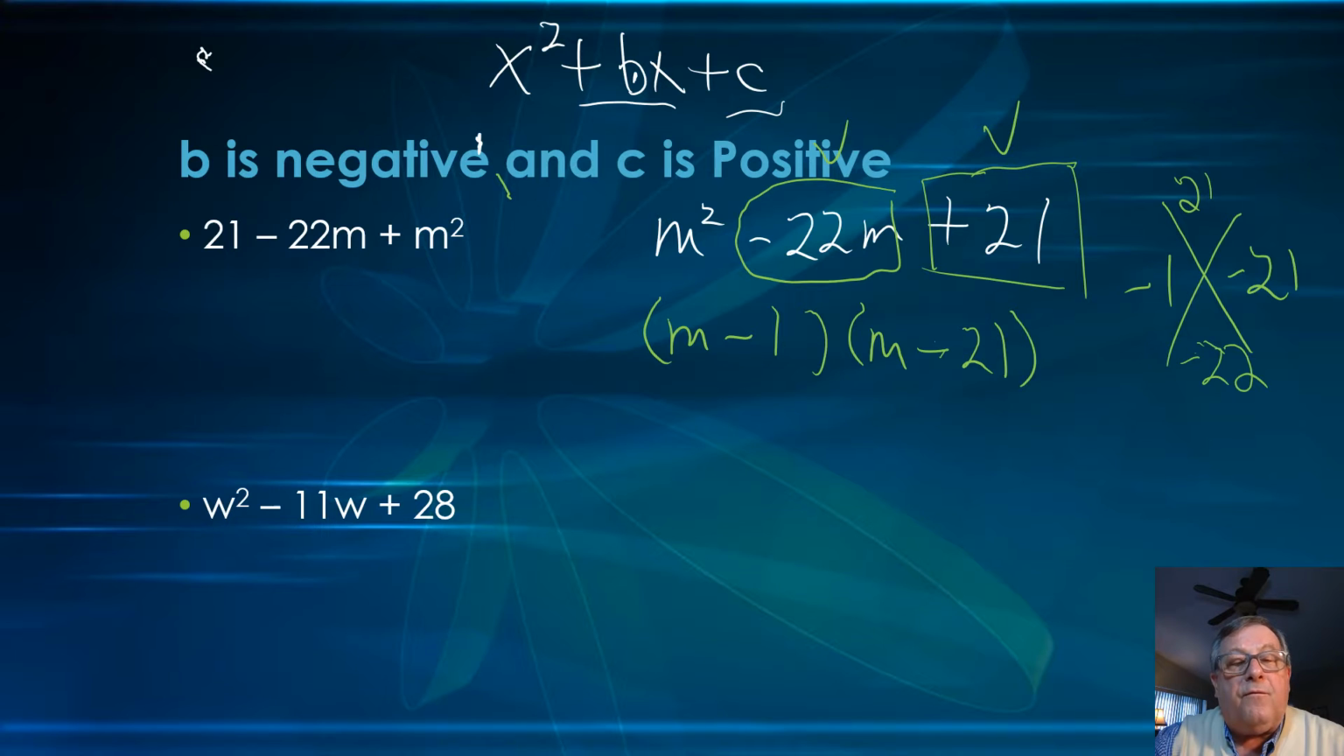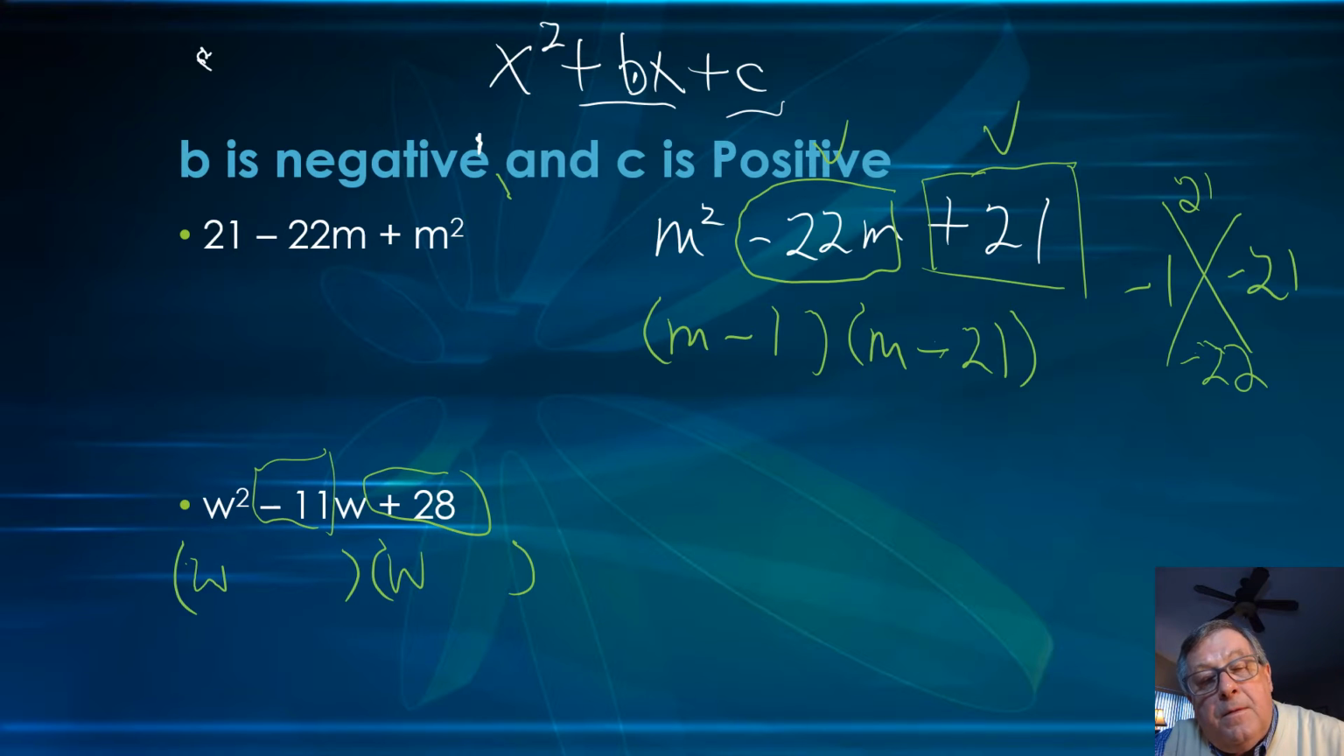Now I don't have to rearrange this second one. It's already written in standard form for me. I've got w squared minus 11w plus 28. And again, I'm going to draw my two parentheses for the factors of my quadratic. The coefficient of my leading term, the w squared, is 1, so I can just put a w on the left side of both parentheses. And my last term is positive 28, and my middle term is negative 11.